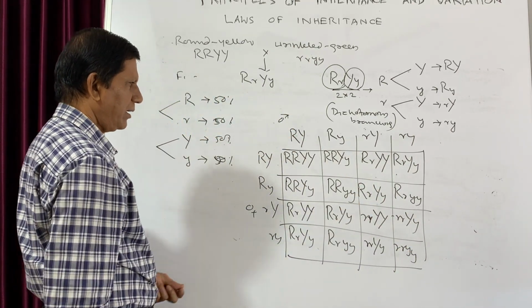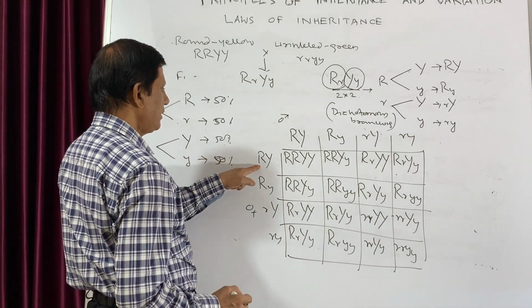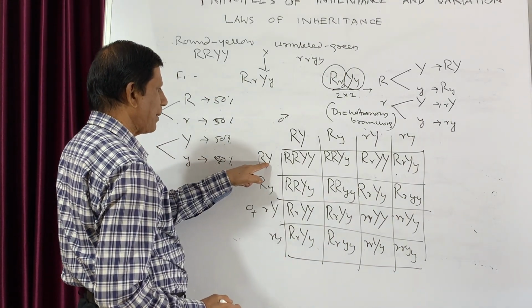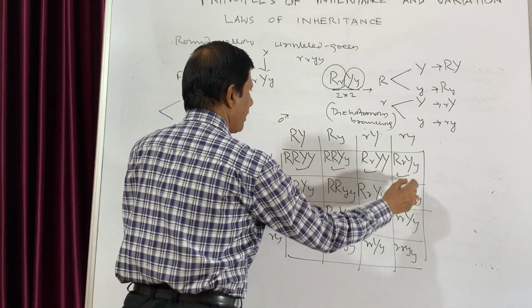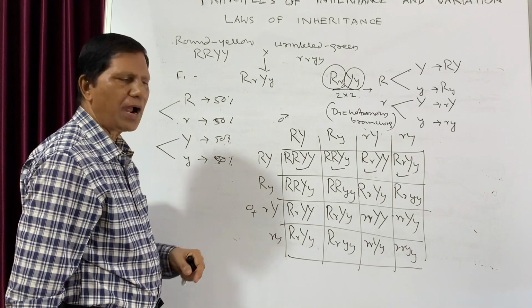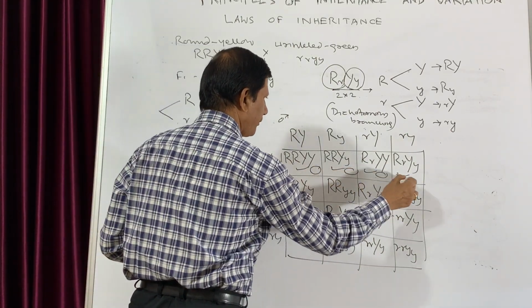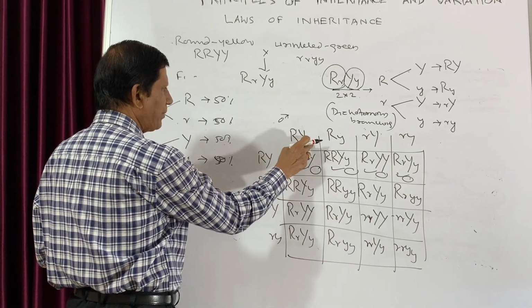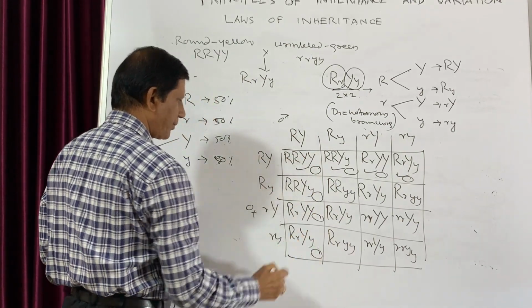In this way they are obtained. So you will find here, you see capital R, capital Y is there. This will be round and yellow. This will be round and yellow. Now here capital R, capital Y is there. That means all this side will be round and yellow.